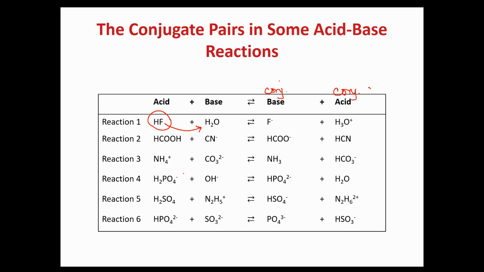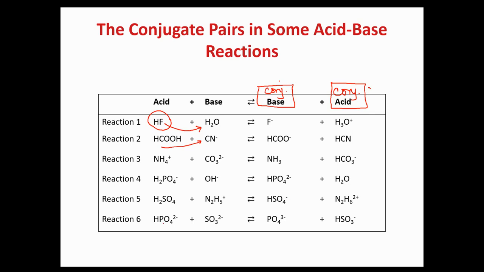So let's look at this one, for example. Here's our second reaction, HCOOH. Here's that carboxylic acid ending. That's going to donate H+ to CN minus to make its conjugate base and conjugate acid. So let me highlight that, but that's what I mean by that. So study the rest of these. See if you can get the hang of them.